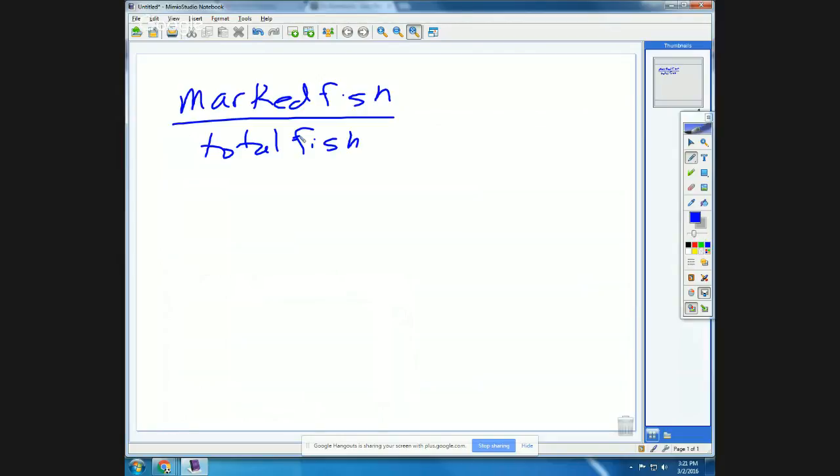As far as that goes, we have a sample that we worked with. Oh yeah, there's sample 1 and there's sample 2. Let's organize it that way. So in sample 1, my numerator is marked fish, right? 150 fish were marked, correct? Okay. Out of how many? Well, we don't know. We don't know how many were in the pond.